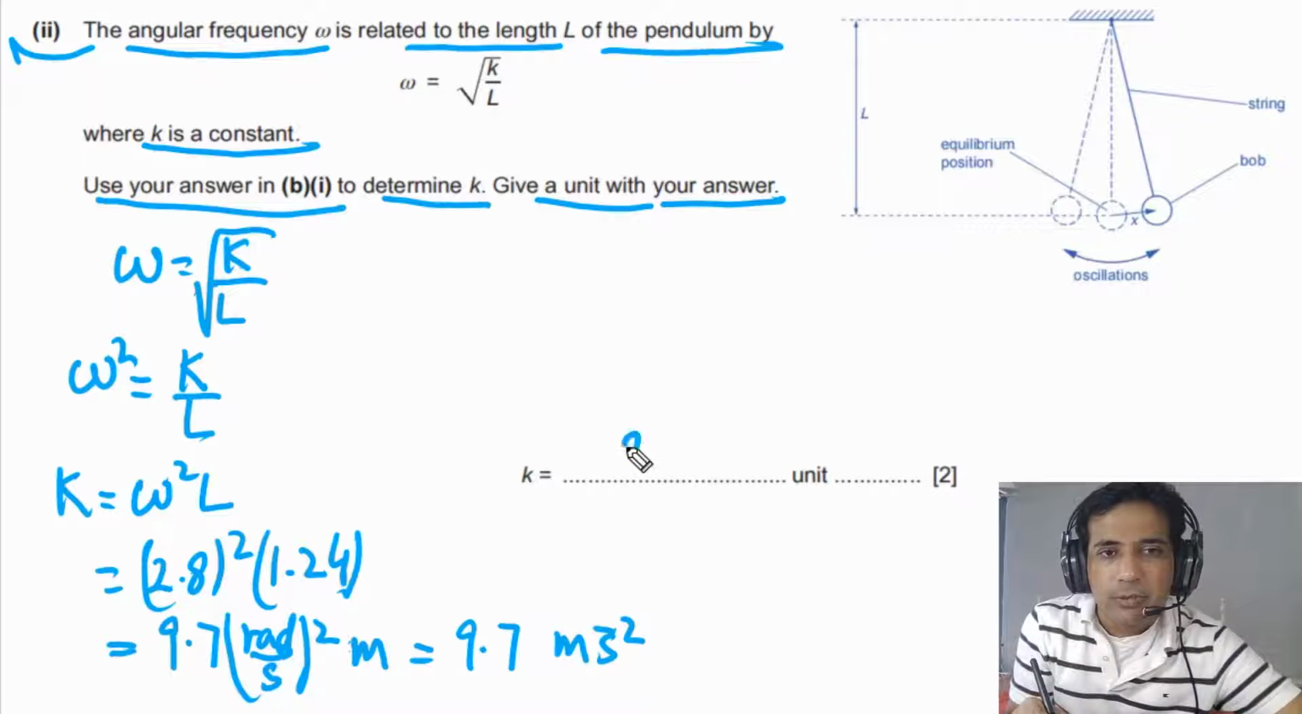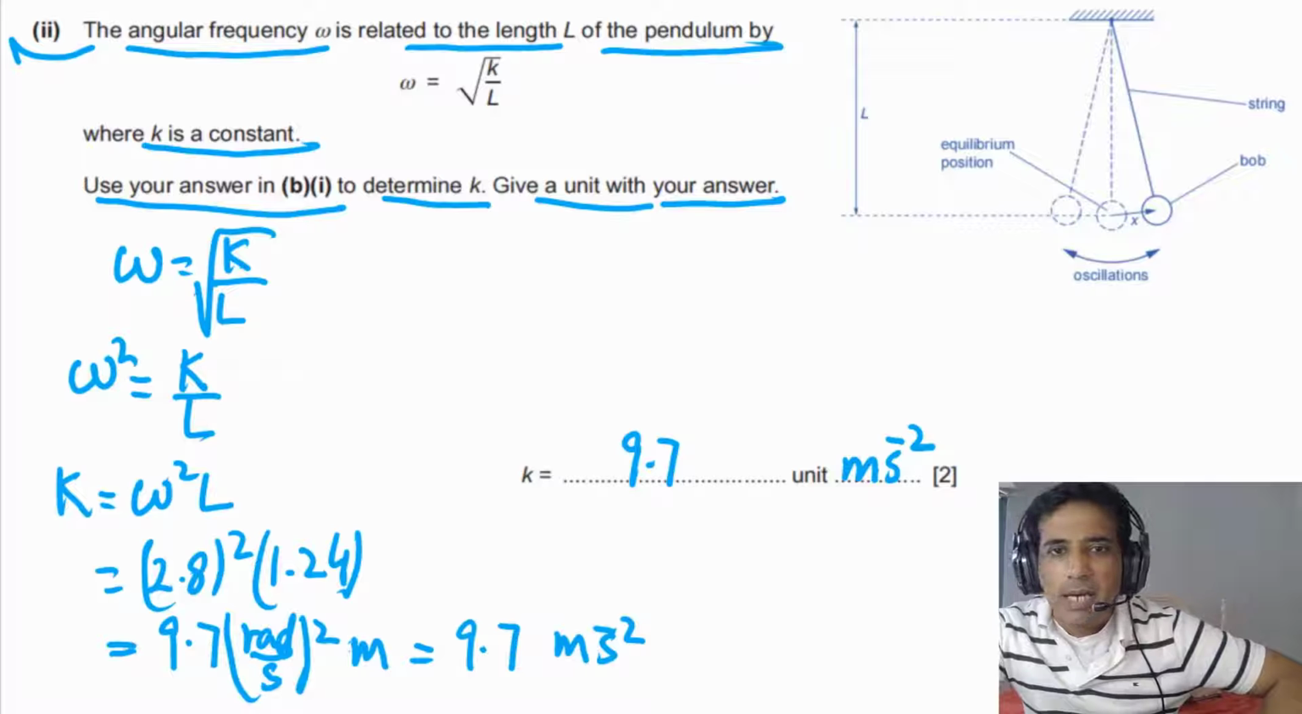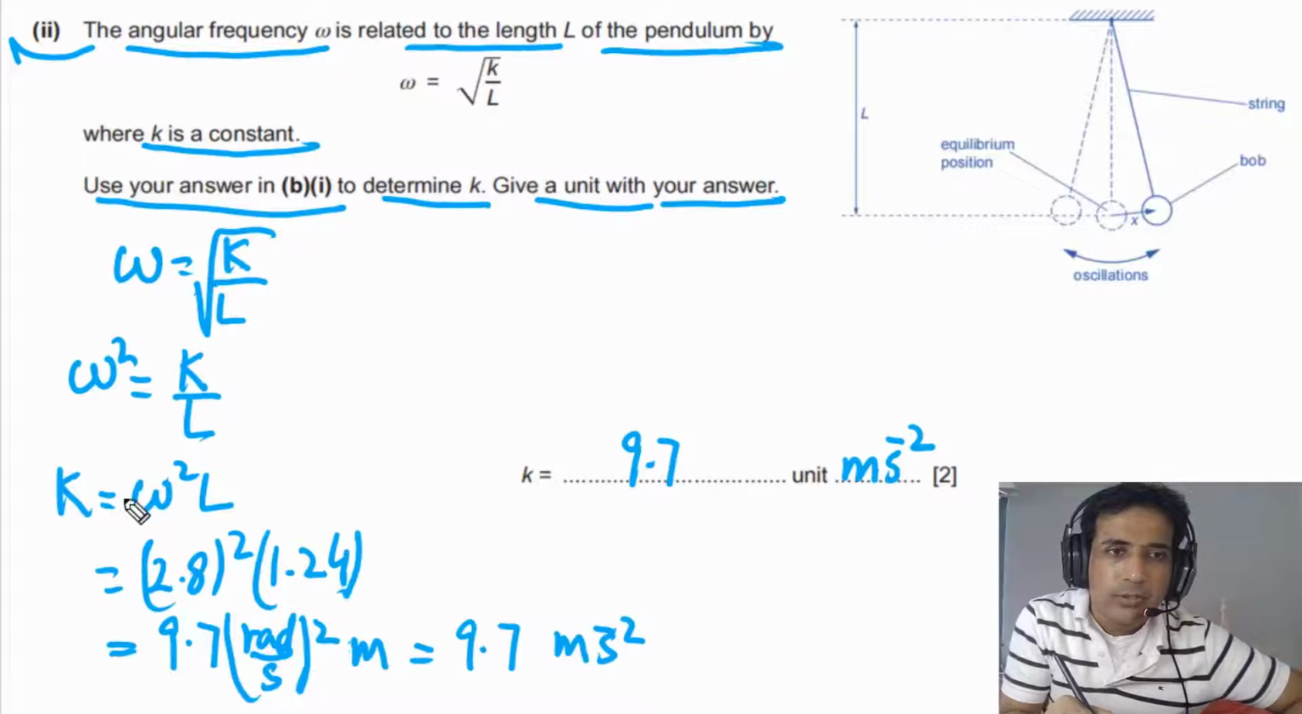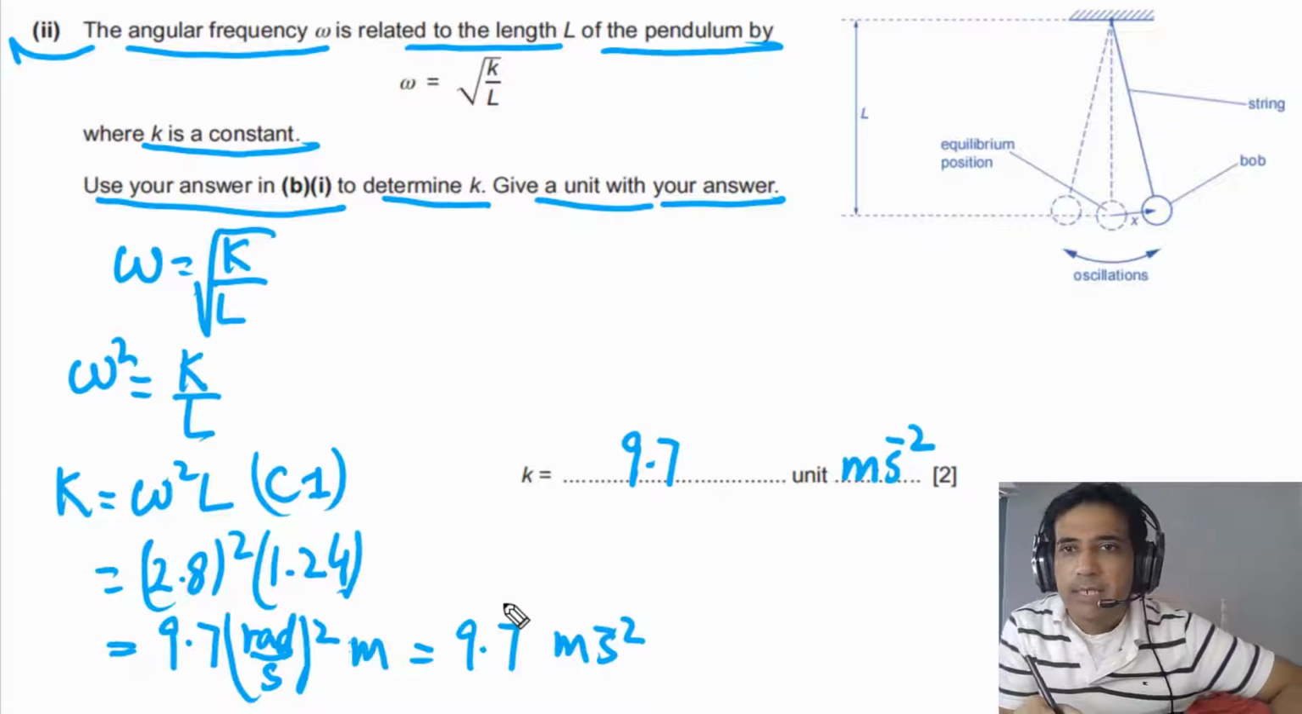So simply we can write down here K is equal to 9.7 and the unit of this one is meters per second per second. And this question has 2 marks. The first mark you will get if you have written K is equal to omega square L, you will get 1 mark and that is C mark. And the second mark you will get if you have got the right answer with units, you will get A mark. So this is A mark.